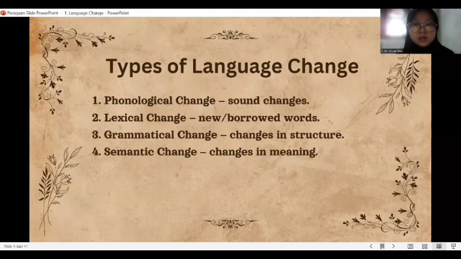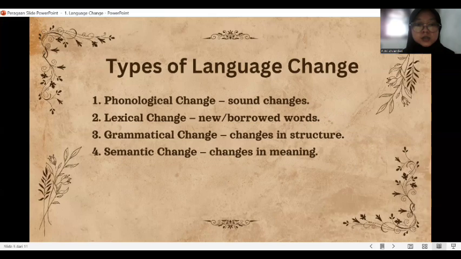Types of language change. The first is phonological change. Phonological change is the sound change. For example, like wife was once pronounced as wife. The second is lexical change. New words are added or borrowed from other languages. For example, laptop or selfie.